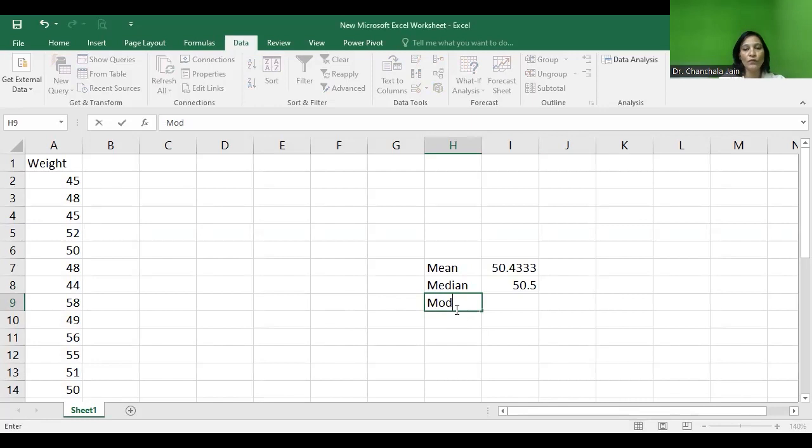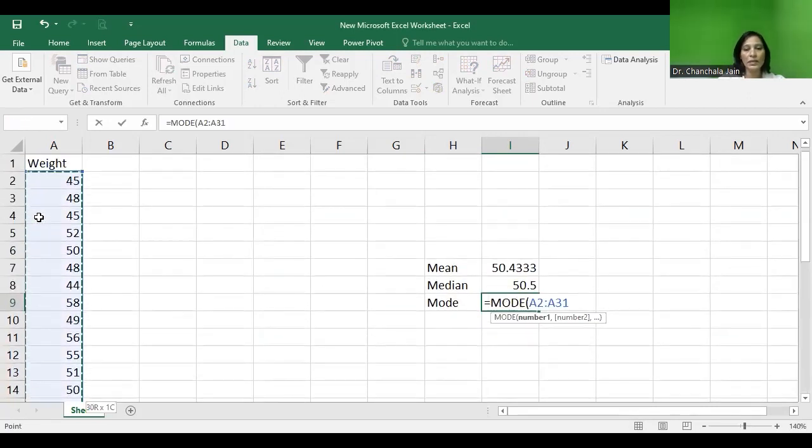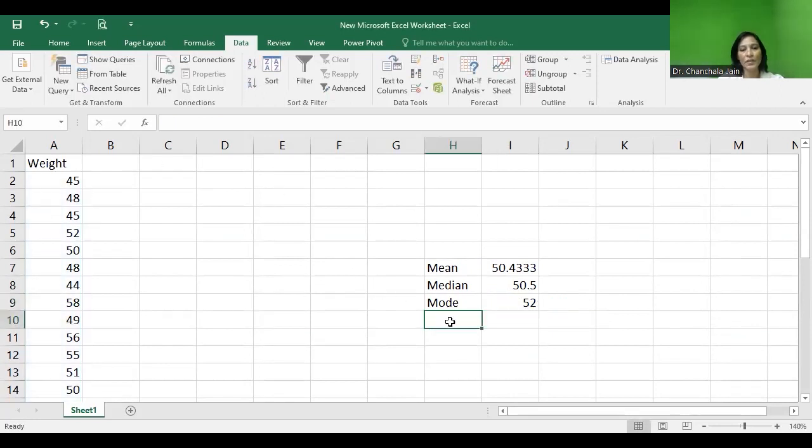Similarly, we can also find here the mode. So you need to put the equal sign and type MO, and then you can see the MODE function is available. Here I am passing the range of my data, closing the bracket and pressing the enter. So it is giving me the mode.